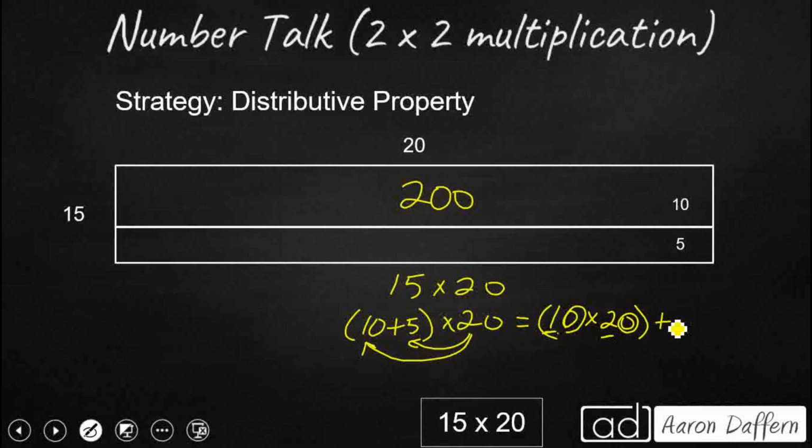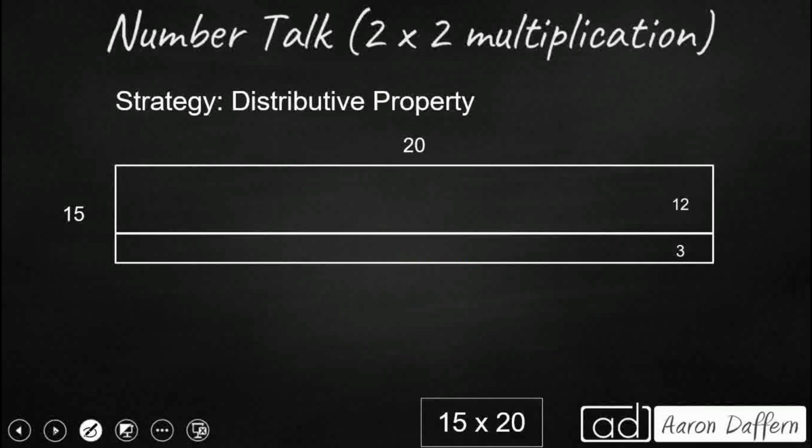We're going to add that to this 5 times 20. And we can use that same strategy. 5 times 2 is 10. And add that 0, get you 100. 200 plus 100, there we go. That's going to get us back to our 300.